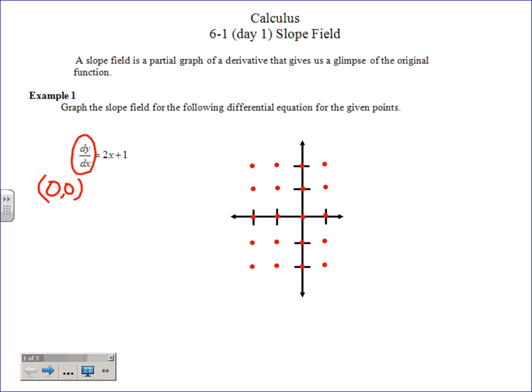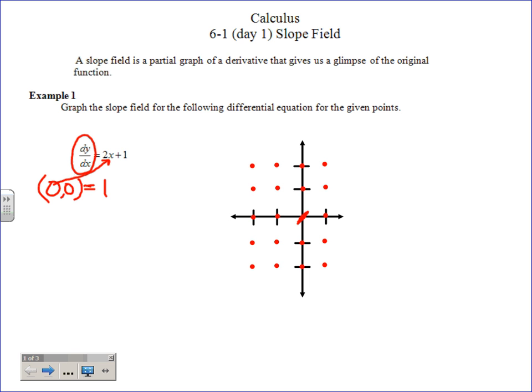But are there any y's in this derivative? No, so we don't have to worry about it. But there is an x, so right there I'm going to put 0. So if you put 0 there, 2 times 0 is 0, plus 1 is 1. So the slope here is 1. Do you agree with that? You see how I got 1? So you go over here at (0, 0), and you make a slope of about 1. There's your little segment. That's all you do. But you have to do it for all the points.